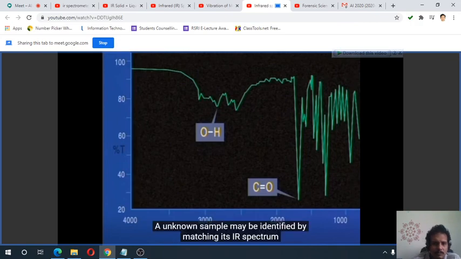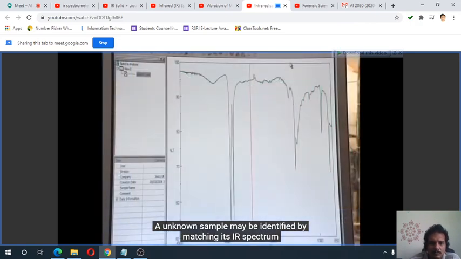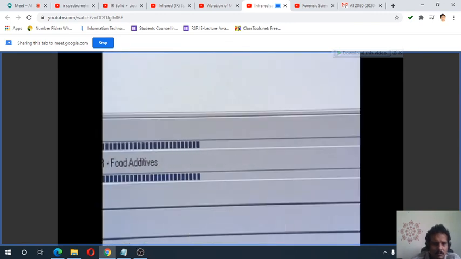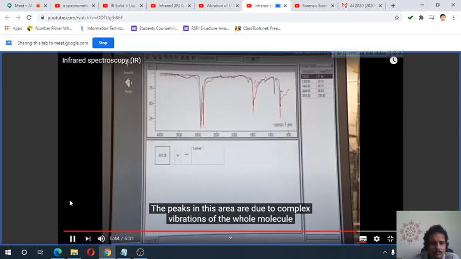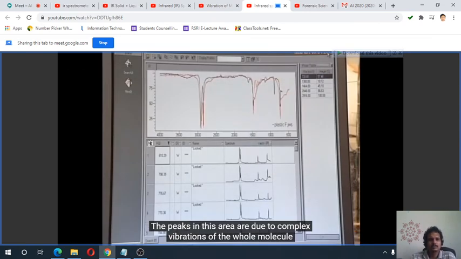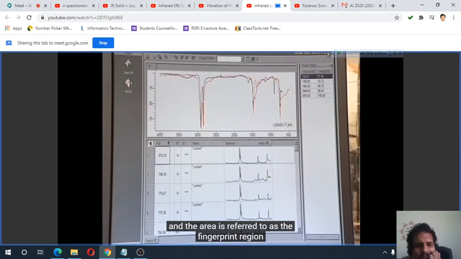An unknown sample may be identified by matching its IR spectrum with a database of spectra of known compounds, particularly in the region of the spectrum below about 1500 cm⁻¹. The peaks in this area are due to complex vibrations of the whole molecule, and the area is referred to as the fingerprint region because it is unique for a particular compound.